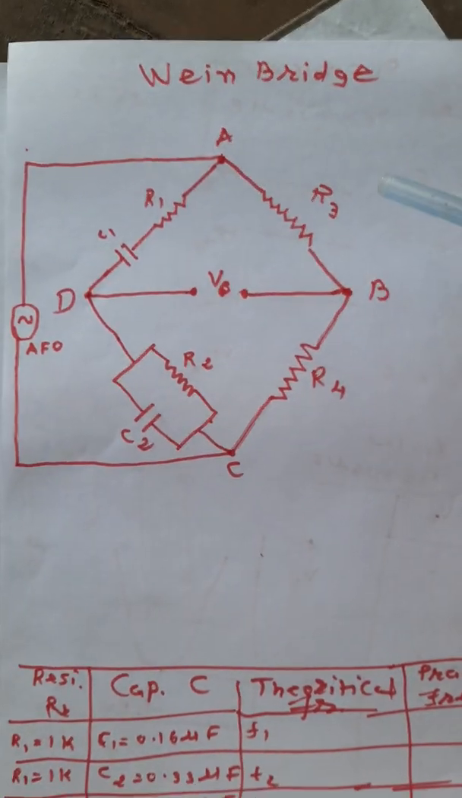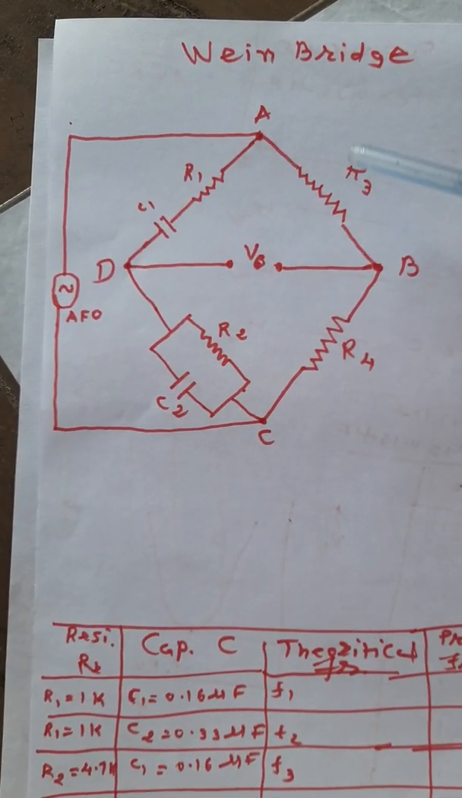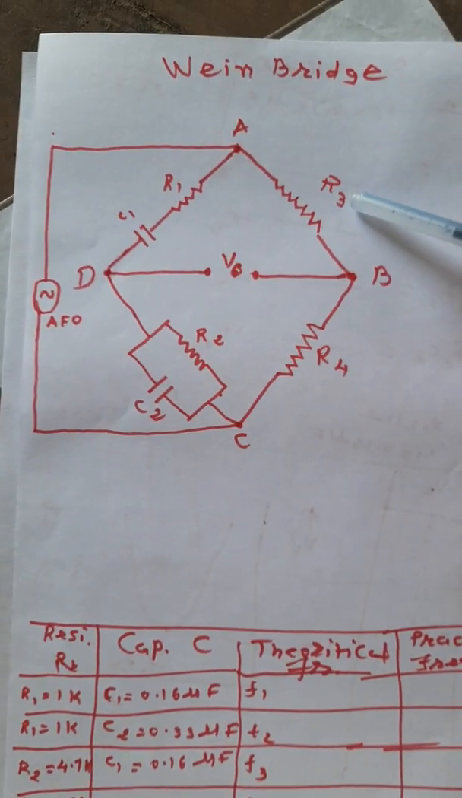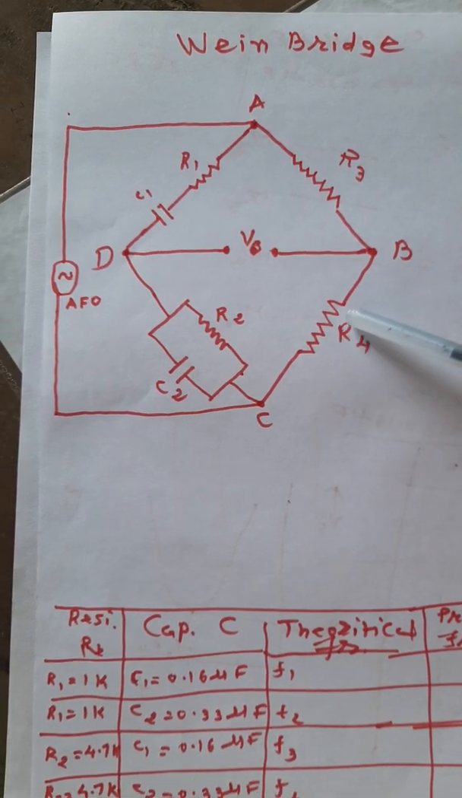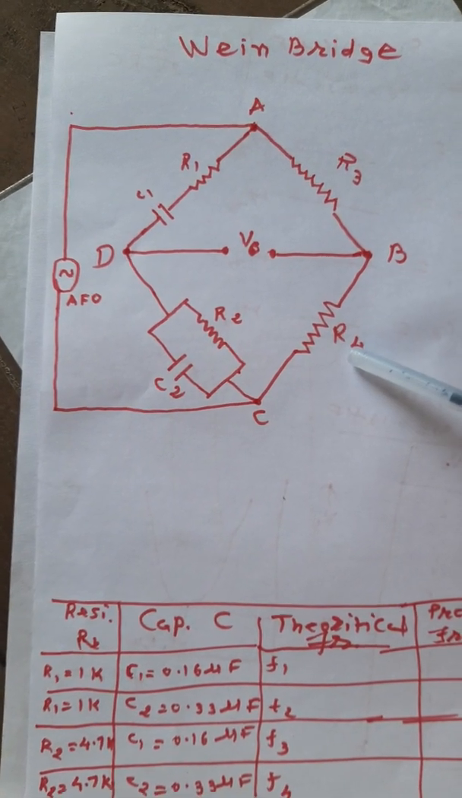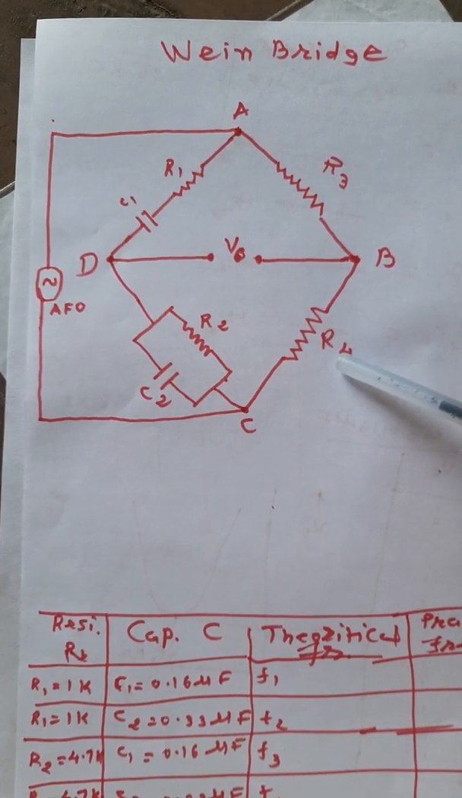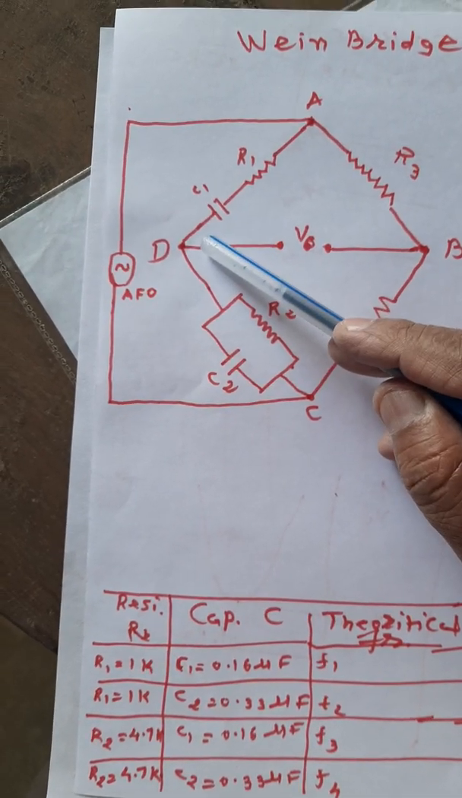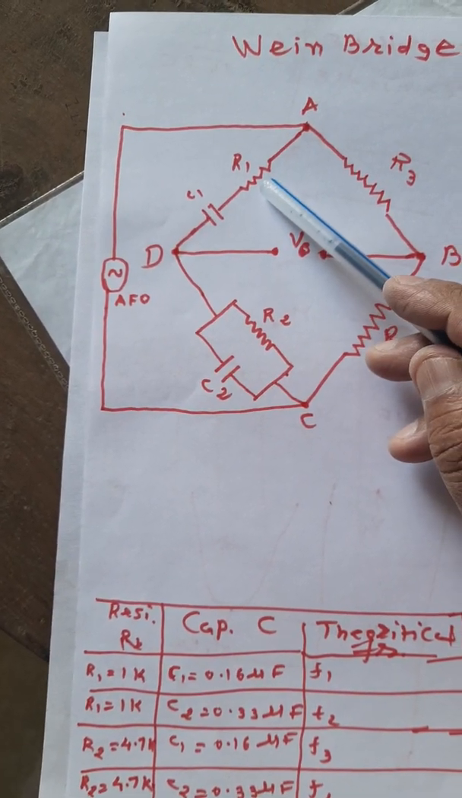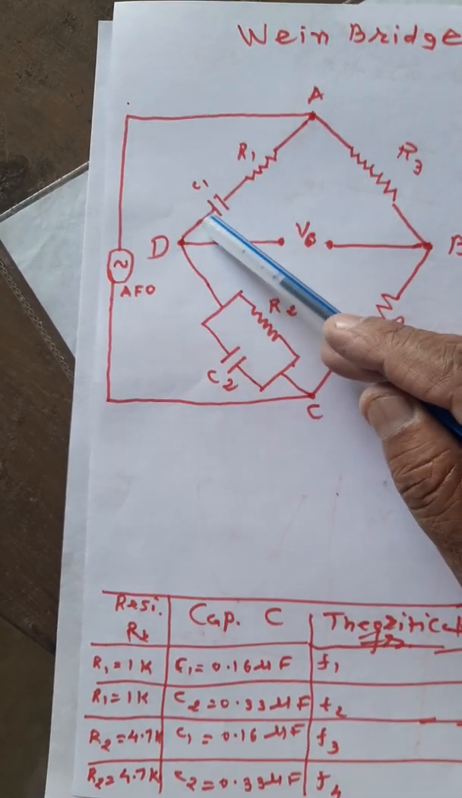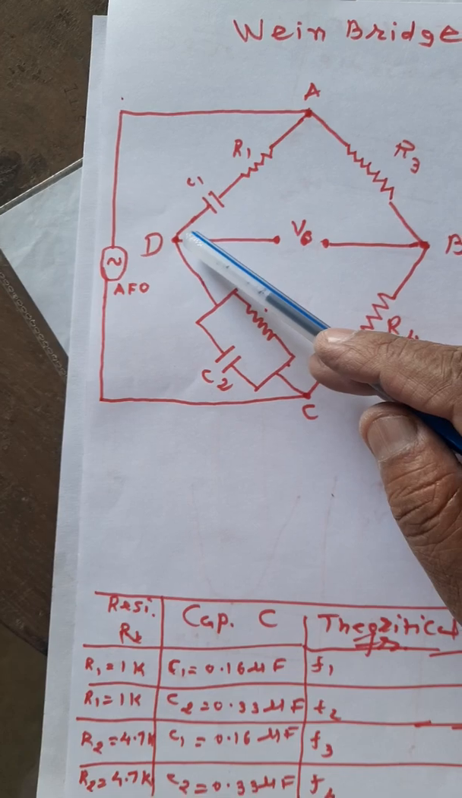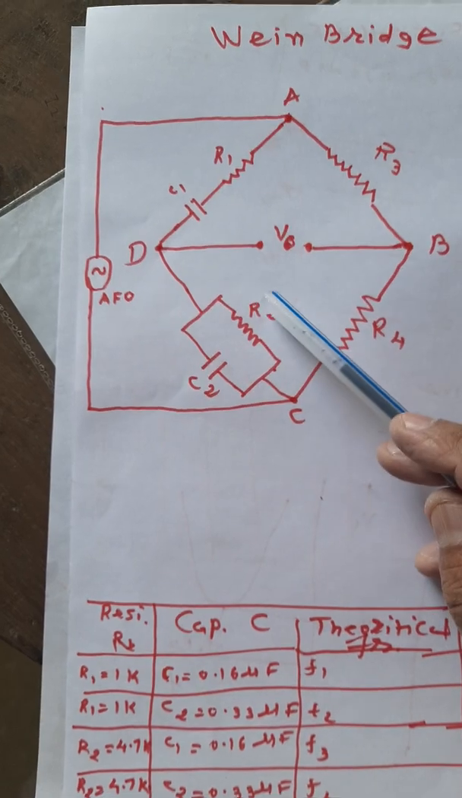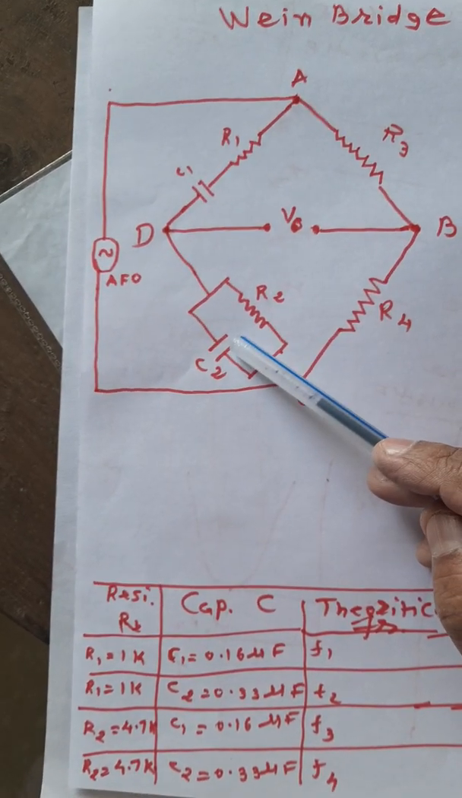If we examine the circuit, we will find that in section AB we are connecting a resistor R3. Between B and C we are connecting a resistor R4. In the section between A and D we are connecting a series combination of a resistor R1 and capacitor C1, while in the section between D and C we are connecting a resistor R2 in parallel with C2.